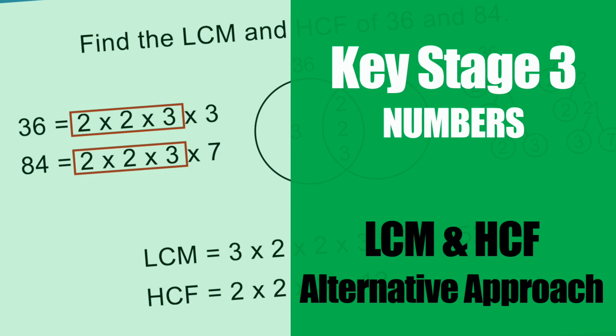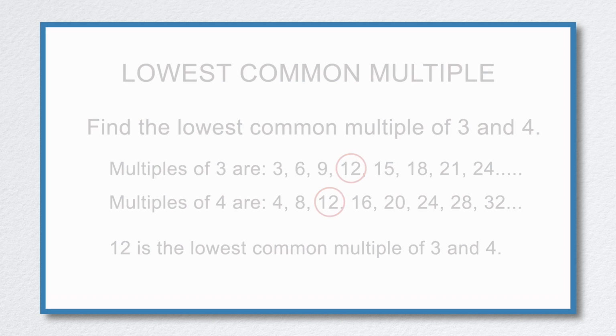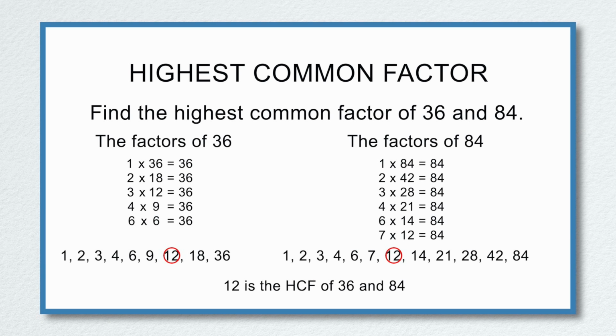In this video, I want to look at an alternative approach to finding the lowest common multiple and the highest common factor of a pair of numbers. Previously, when I was trying to find the lowest common multiple of a pair of numbers, I would list the multiples of those numbers to find the lowest common multiple. Similarly, with the highest common factor, I would list the factors of those numbers in order to find the highest common factor. In this alternative approach, we're going to be using the prime factors.